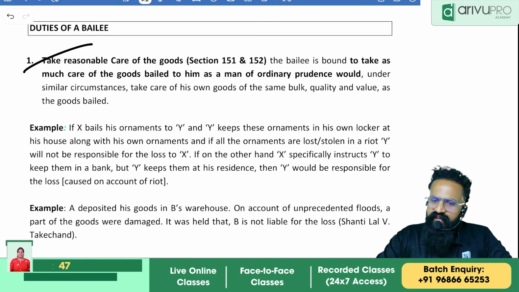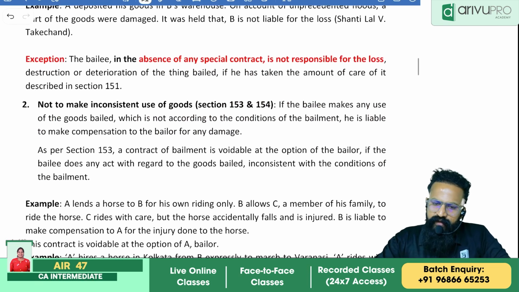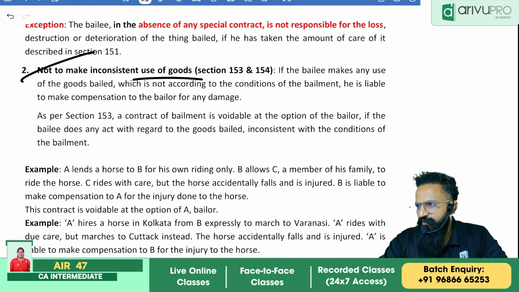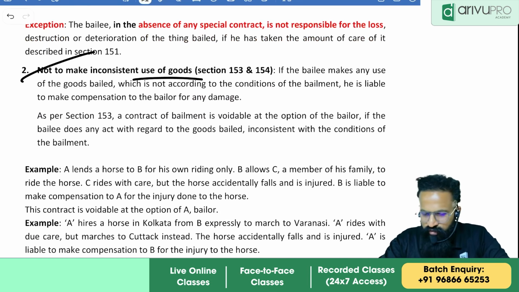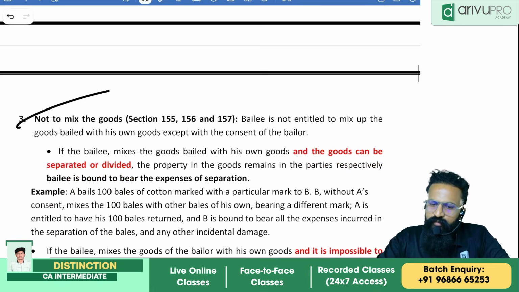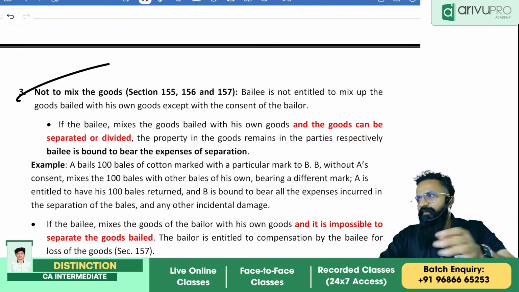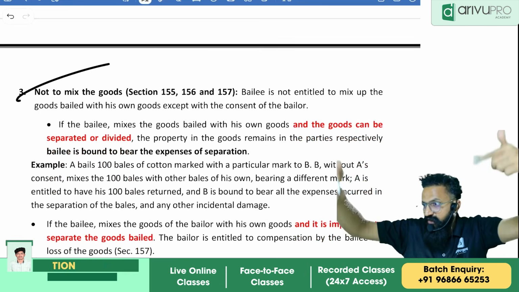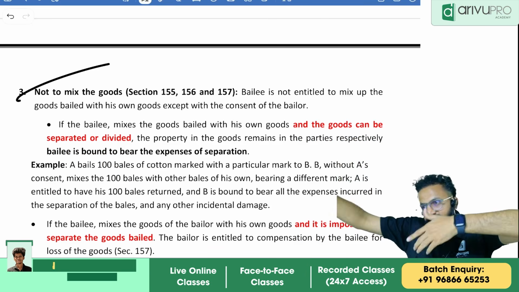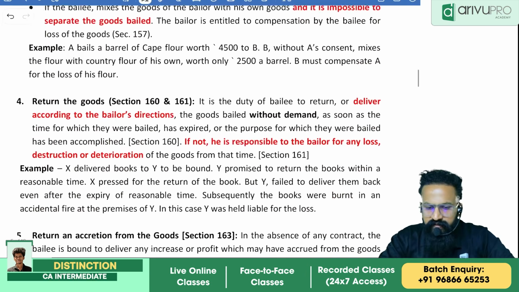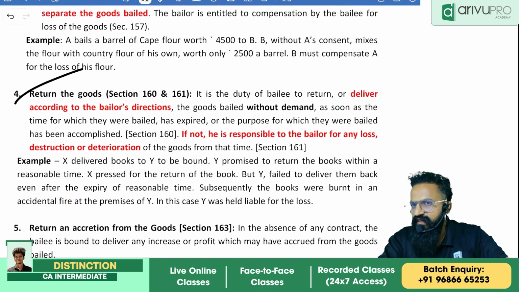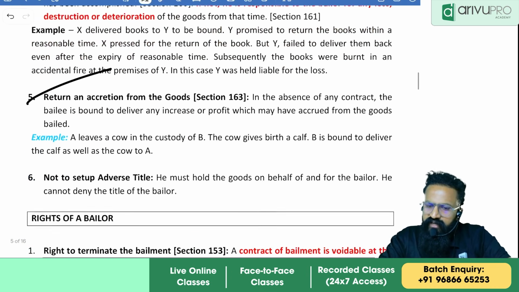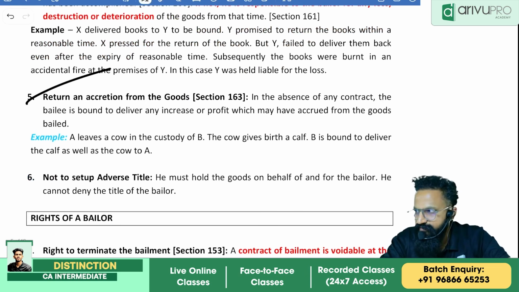Next one, duties of a bailee. Take reasonable care of the goods, of course. Not to make inconsistent use of the goods. If I have given it to you for that purpose, you should use it only for that purpose. Not to mix the goods with your own. What if I mixed basmati and normal rice? If separable, cost of separation is on you. If non-separable, you have to pay the entire cost. Return the goods once the purpose is served. Return any accretion, cow and calf.